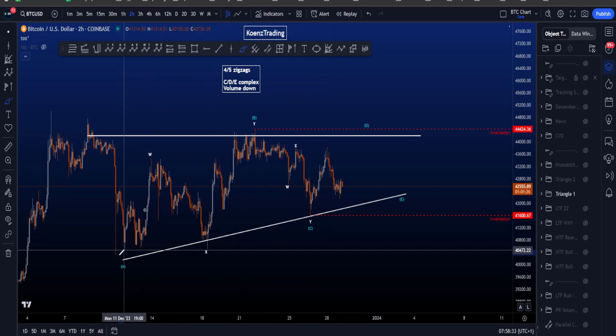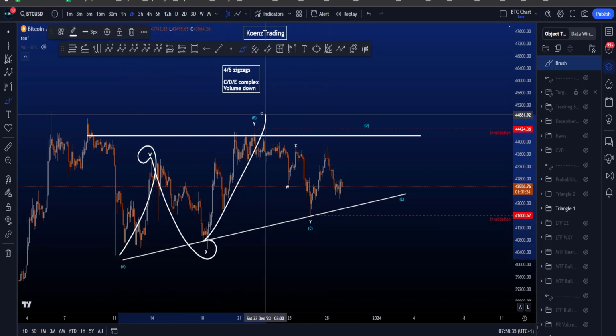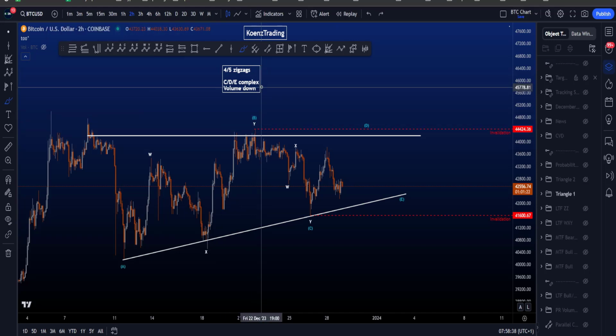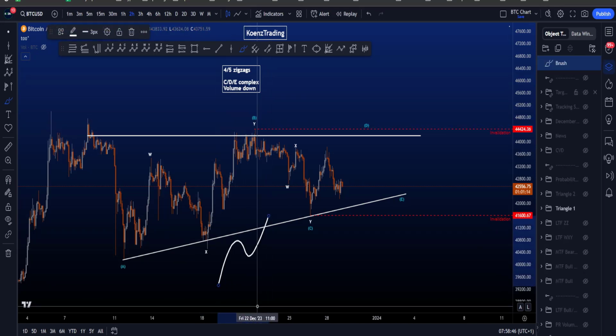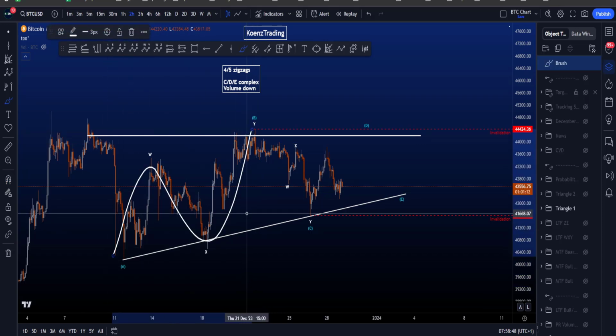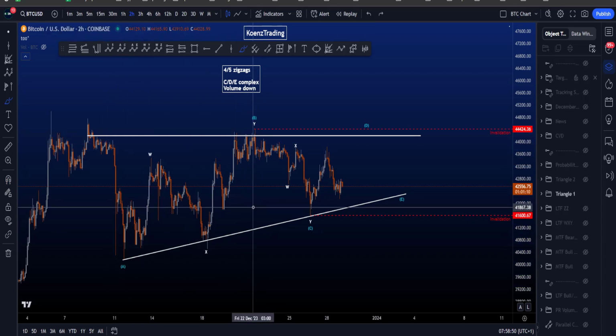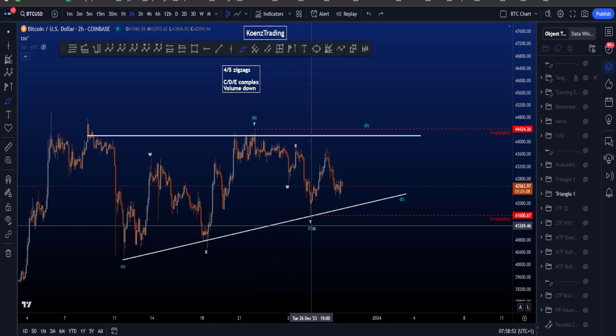But just for the sake of explanation, we have a WXY double zigzag here in wave B. Now, as you can see, wave B most commonly is not a complex structure. By far most common, wave B tends to be a simple zigzag structure, not a double zigzag. So that's already something that does lower the probabilities for this scenario.